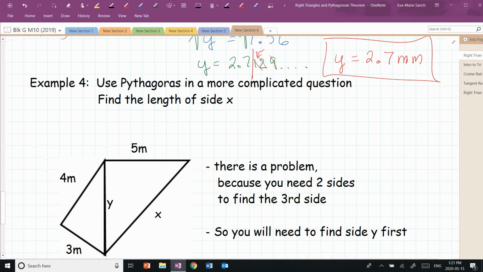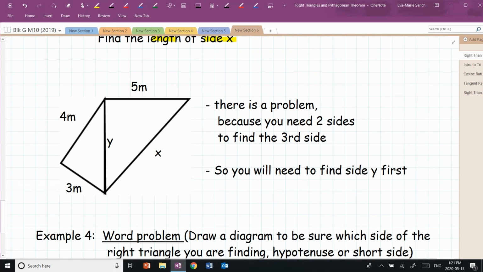Now, I've got a fourth example here. And this is where we're going to use Pythagoras' theorem for a more complicated question. So we're asked to find the length of side x. So one thing is, with Pythagoras, we need to have 2 sides to get a missing third side. Okay, now I forgot to draw in the right angle. So this has got a right angle on there, and this has got a right angle here. So we end up with, in fact, 2 triangles put together.